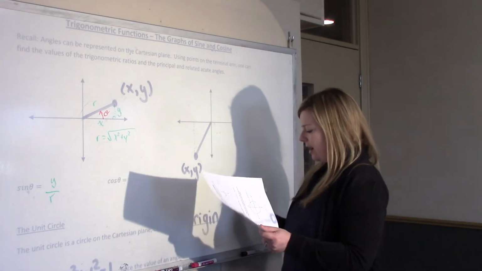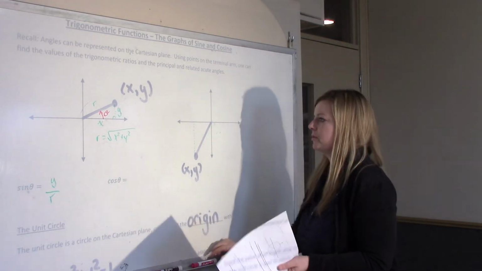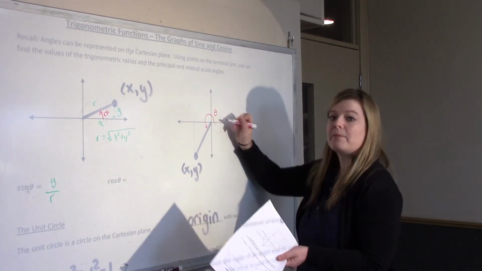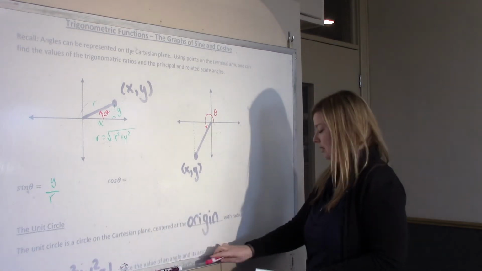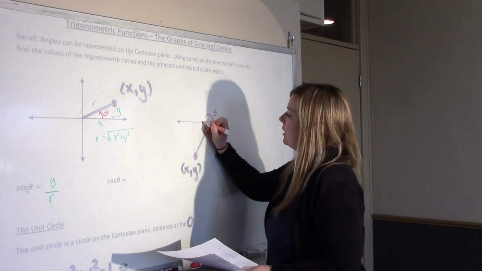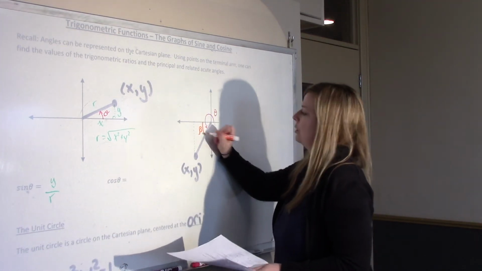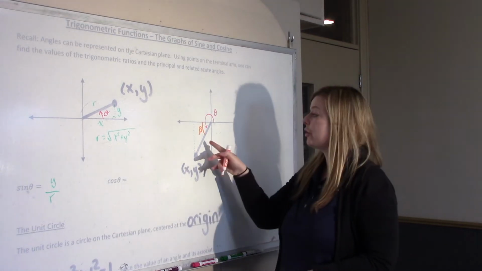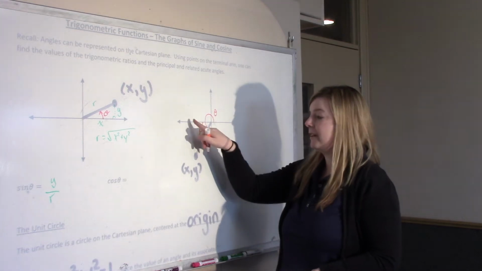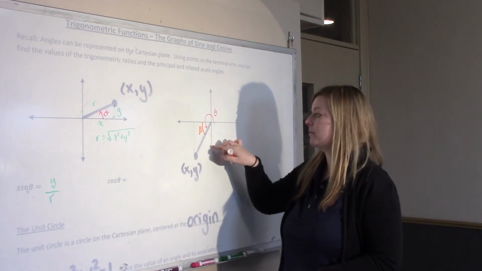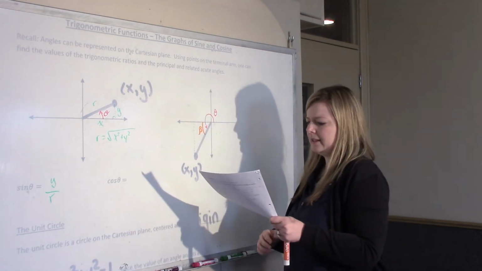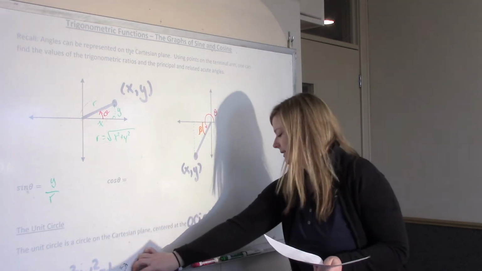Now, I drew one in this because it's important to understand that you have a theta, which is the angle from the initial arm to the terminal arm. But then you're also going to have a beta. And beta is the related acute angle, which exists between the terminal arm and the x-axis. It's always between the terminal arm and the x-axis, never between the terminal arm and the y-axis. Never, never, never.